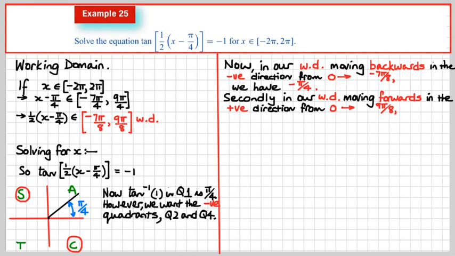Secondly, in our working domain, moving forwards in the positive direction from 0 to 9 pi on 8. Now, 9 pi on 8 is just a little bit more than pi, so that means we're going to capture two solutions. Oh, no, we're not. Wait a minute. From 0 to... Oh, we're only going to capture this one, aren't we? Yeah, that's right, 3 pi on 4. We can't capture this one because that's a positive value. So we want the quadrant in which tan is negative: 3 pi on 4.